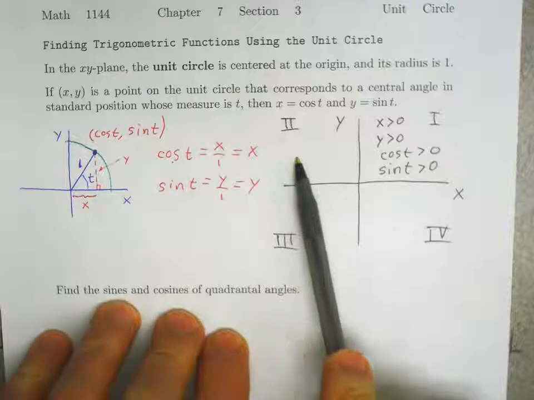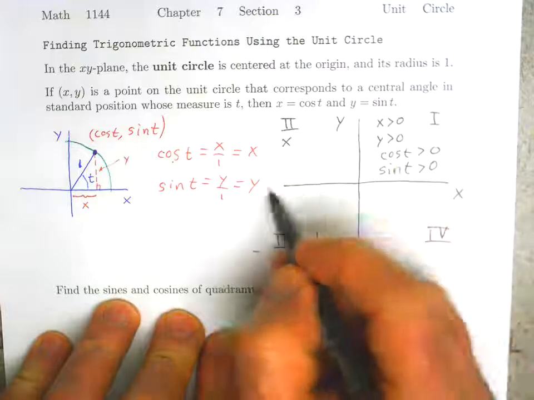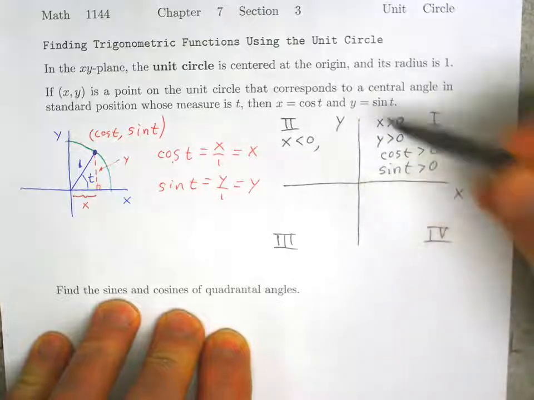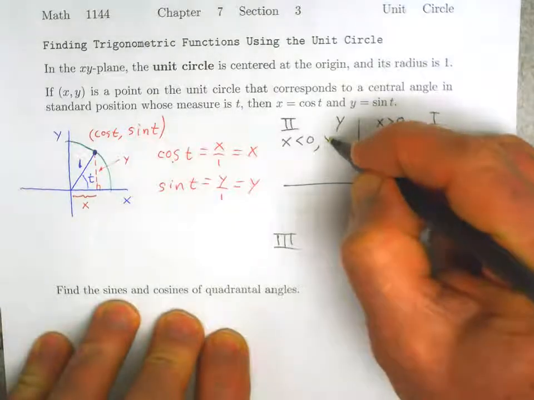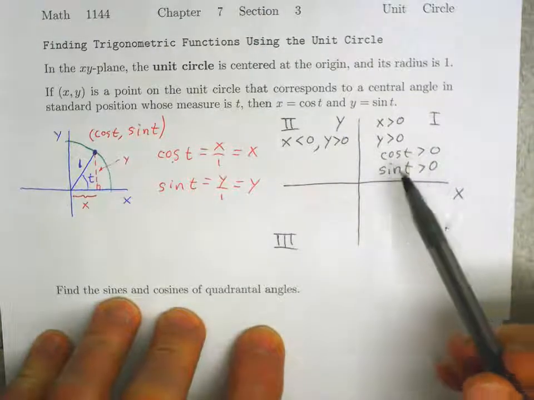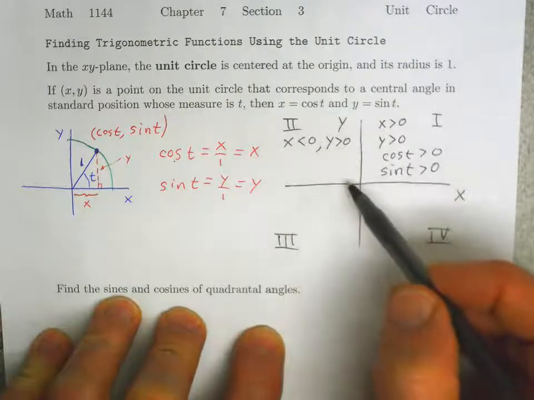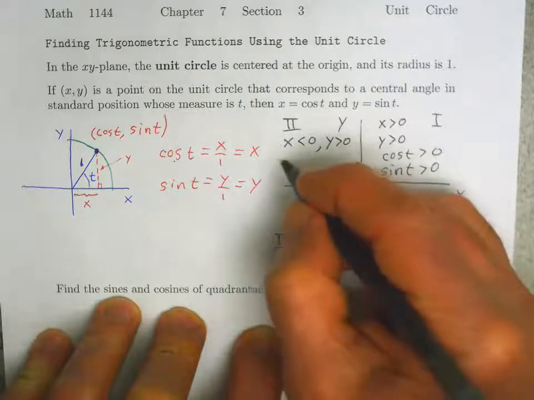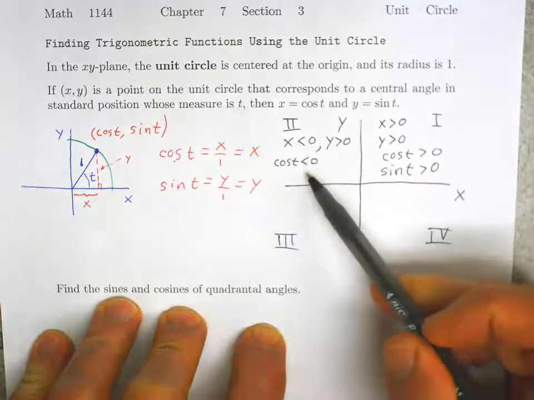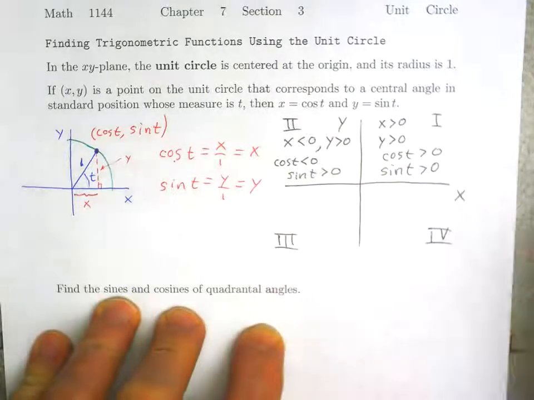In the second quadrant, well, the x values are negative, so those are less than 0. But the y coordinates, since they're above the x-axis, they're positive, so y is greater than 0. So in terms of sine and cosine, if you have a terminal angle in the second quadrant, if the terminal angle is t, then cosine of t is negative, or less than 0, and sine of t is greater than 0 in the second quadrant.